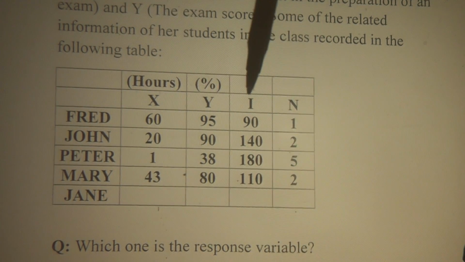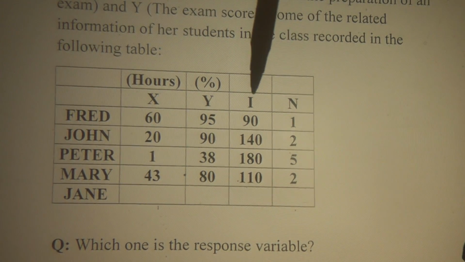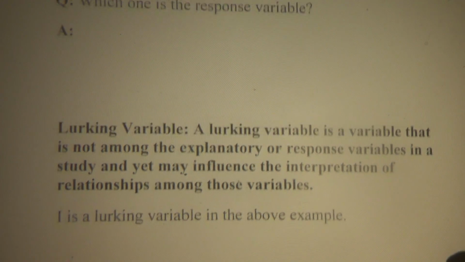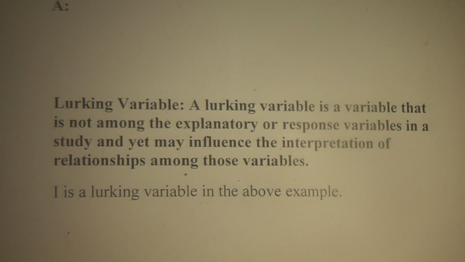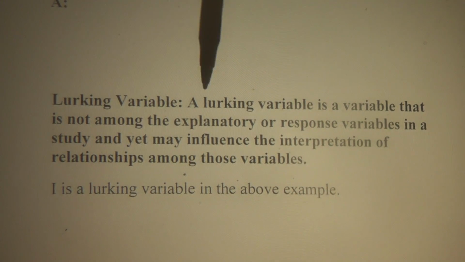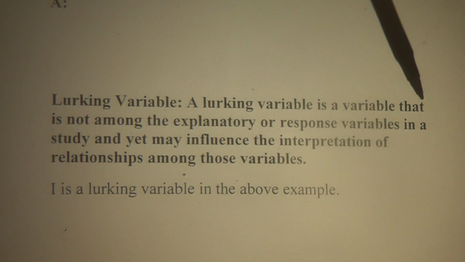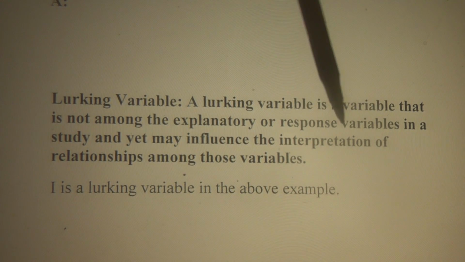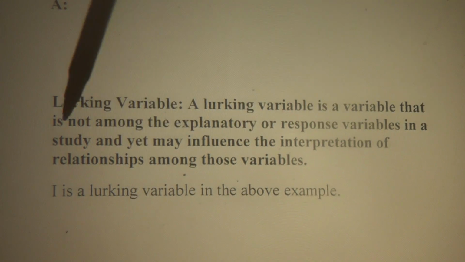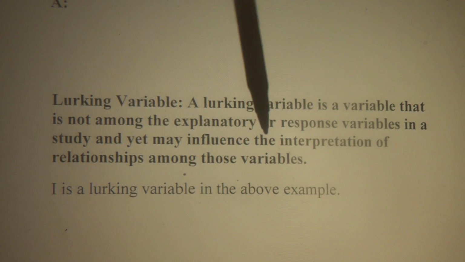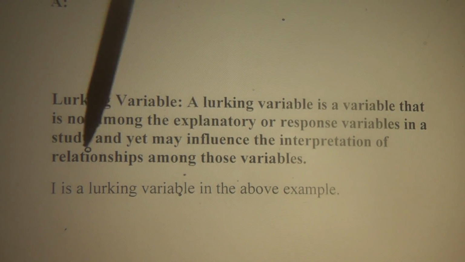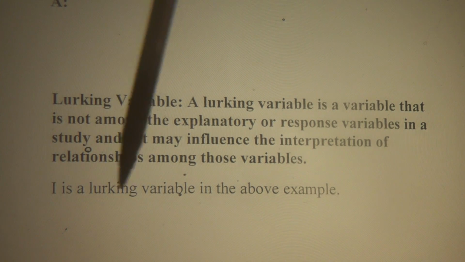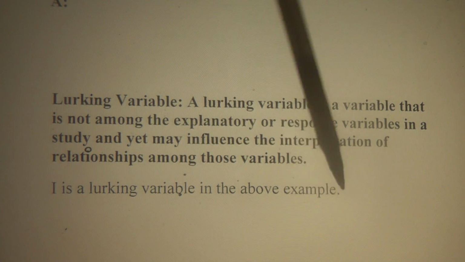Now, in this case, the IQ score is what we call a lurking variable. IQ score is called a lurking variable. A lurking variable is a variable that is not among the explanatory variables or response variable in a study, and yet may influence the interpretation of the relationship among those variables. IQ is a lurking variable in the above study, okay?